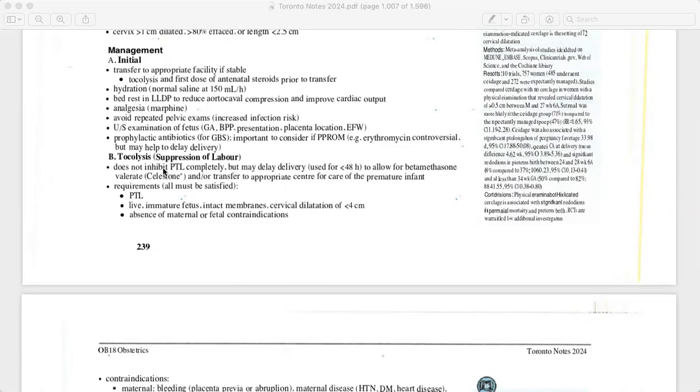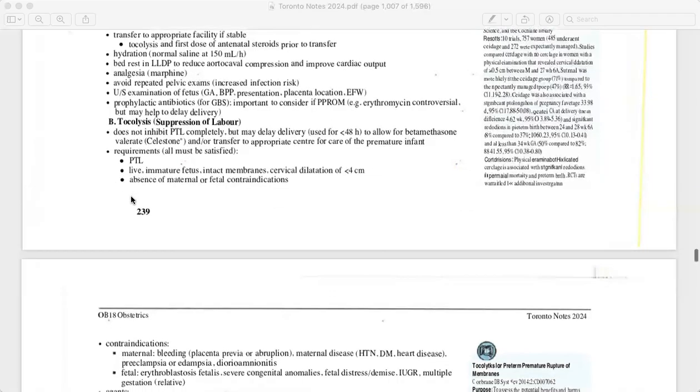So tocolysis does not inhibit preterm labor completely, but can give you the time to give steroid to mature the lung. That's it. So, but may delay delivery to allow for the betamethasone. And which steroid is given? Betamethasone. It's important because they can give you dexamethasone, prednisolone. Which steroid can be given? So betamethasone. Validate or transfer to appropriate center for the care of the premature infant.